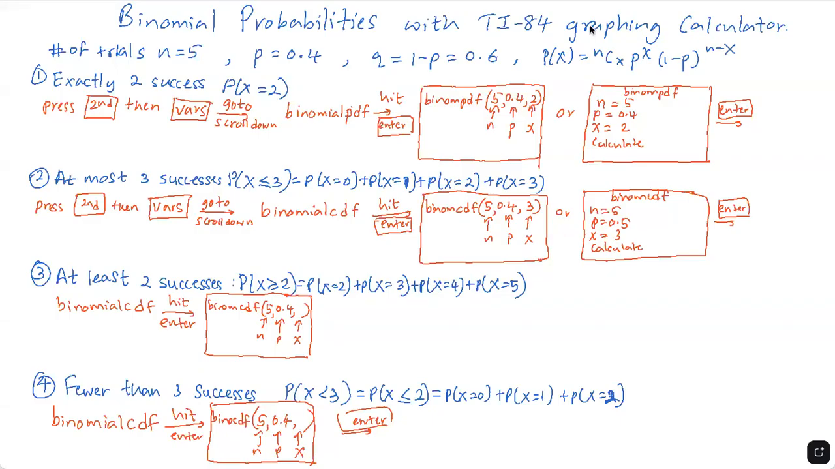So today I'm going to show you how to calculate binomial probabilities with the TI-84 graphing calculator. So in this case, the number of trials n equals 5 and the success probability p equals 0.4. The failure probability q equals 1 minus p equals 0.6.